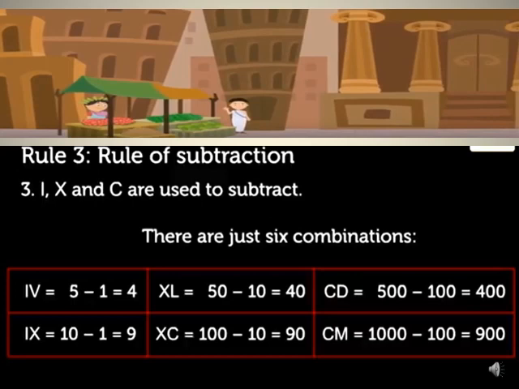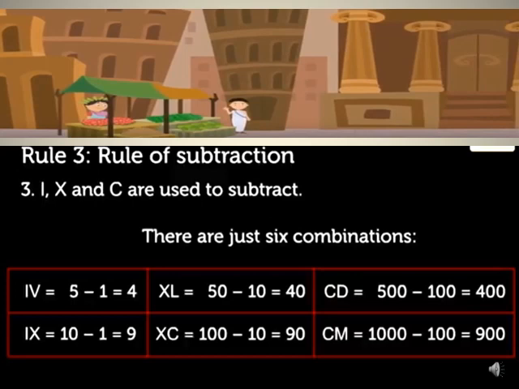In the rule of subtraction, I, X and C are used to subtract. There are just 6 combinations. IV is equal to 5 minus 1, which is equal to 4. IX is equal to 10 minus 1, which is equal to 9. XL is equal to 50 minus 10, which is equal to 40.